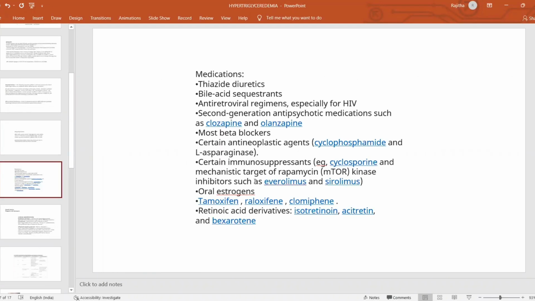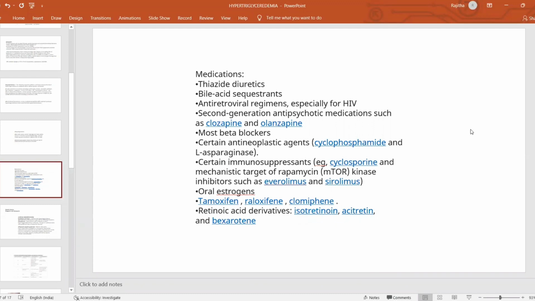Then medications. This is the most important thing we should be knowing. Thiazide diuretics, which are used very commonly, are one of the causes of hypertriglyceridemia, and again beta blockers also. Bile acid sequestrants, antiretroviral agents used especially for HIV. Then second generation antipsychotic medications like clozapine and olanzapine are also associated with hypertriglyceridemia, and therefore all patients who are taking antipsychotic medications should have a baseline lipid profile evaluated initially, and only then be started on these medications.